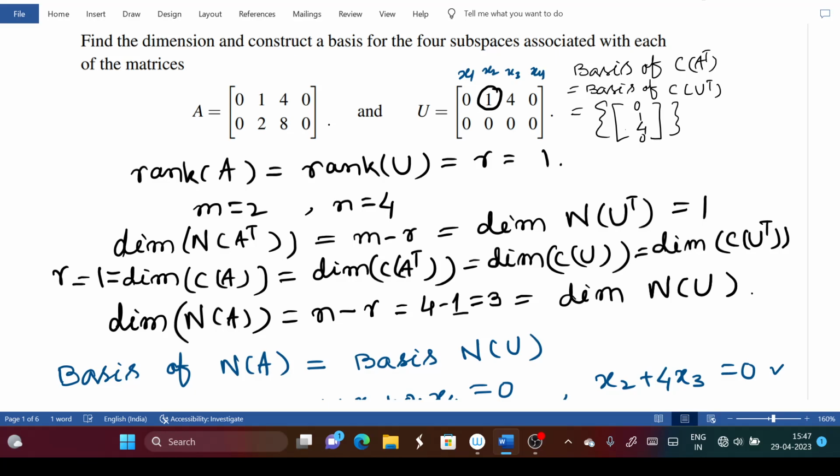Similarly, basis of column space, what will it be? Here basis of C of A is equal to this column, that is 1 2, and basis of column space of U, C of U, is this row, that is 1 0. So column space, row space, null space over. Now left null space we will study. So here let us observe.